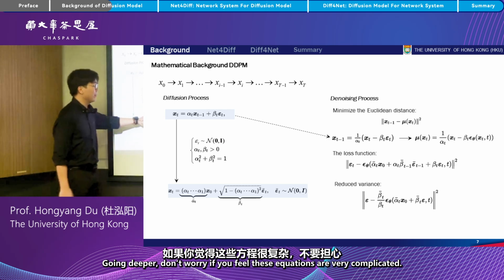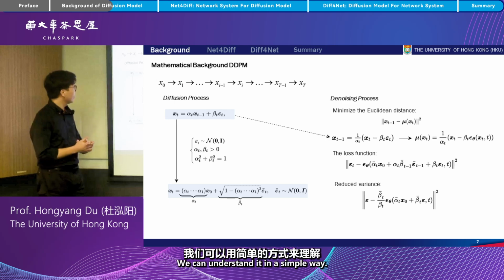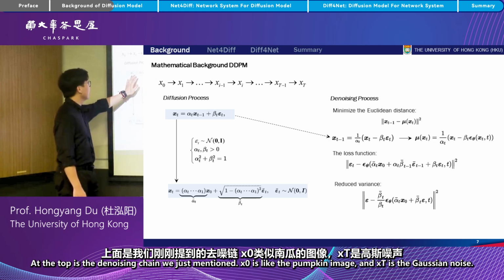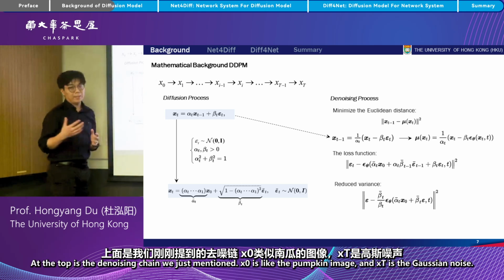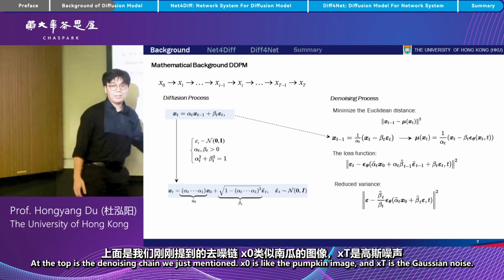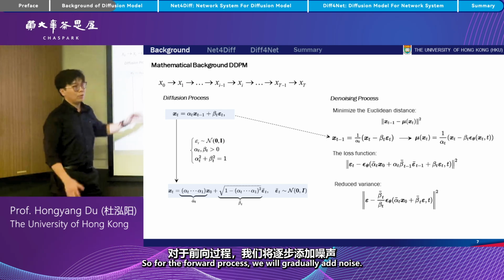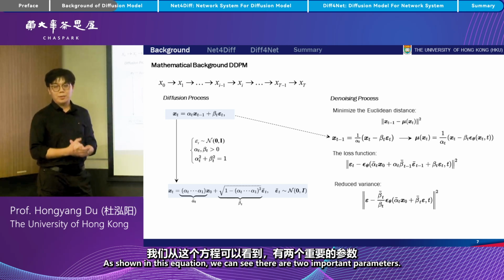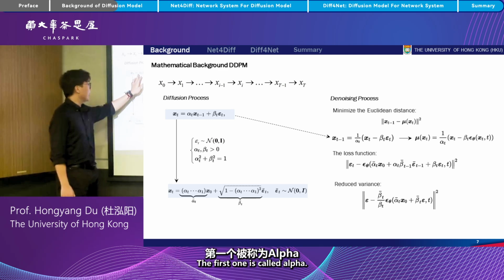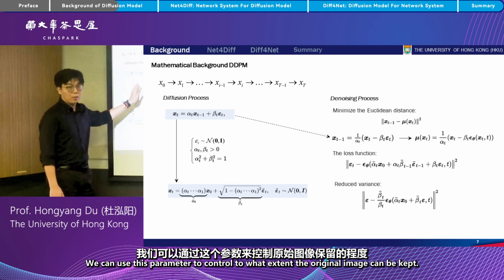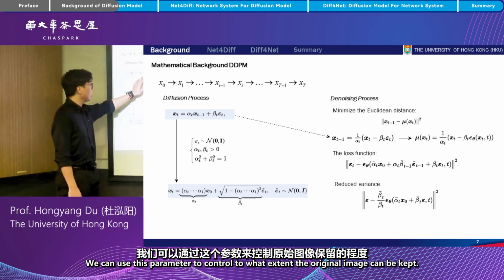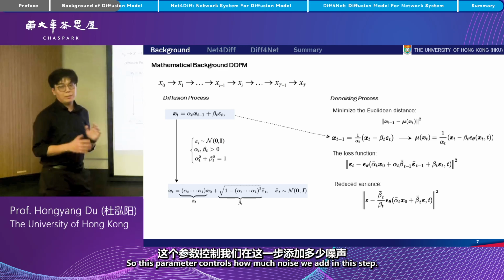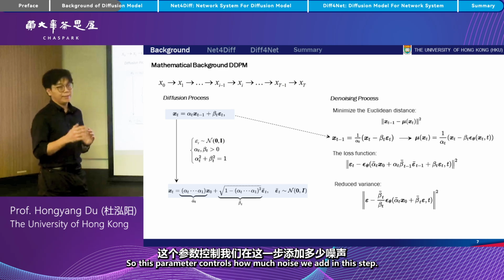Going deeper, don't worry if you feel these equations are very complicated. We can understand it in a simple way. At the top is the denoising chain we just mentioned. X0 is like the pumpkin image, and XT is the Gaussian noise. So for the forward process, we will gradually add noise. As shown in this equation, we can see there are two important parameters. The first one is called alpha. We can use this parameter to control to what extent the original image can be kept. And another parameter is called beta. This parameter controls how much noise we add in this step.